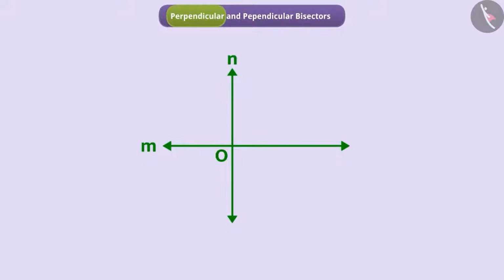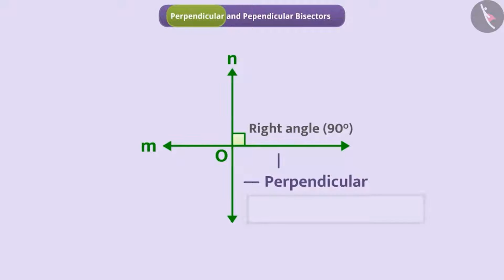When two lines such as M and N intersect each other such that the angles formed between them are right angles or 90-degree angles, then they are said to be perpendicular to each other. We show it using symbols either this way or this way.